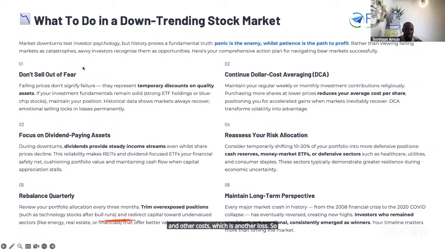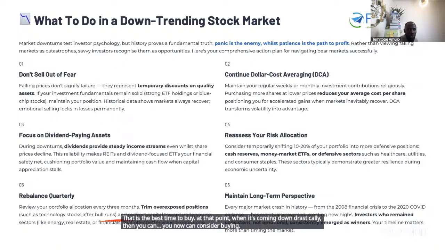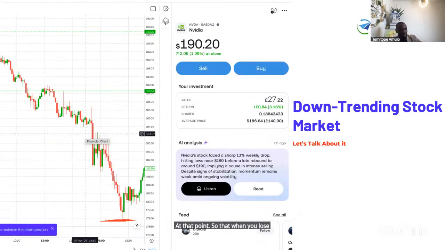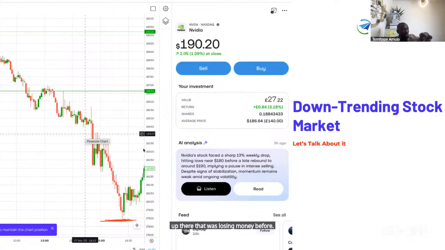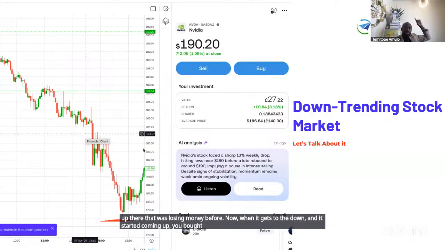So what I tell people is that when the market is coming downward, that is the best time to buy. When it's coming down drastically, then you can consider buying at that point, so that when you lose when it's coming down, then you buy when it is now down, and it now starts coming up. So you are now in two positions. There is a certain percentage of your shares up there that was losing money before. Now, when it gets to the bottom and started coming up, you bought an additional one. You did not sell the previous one.